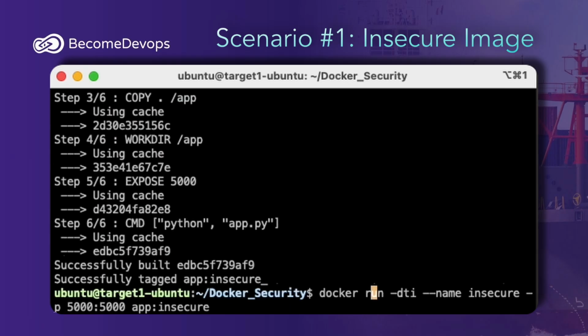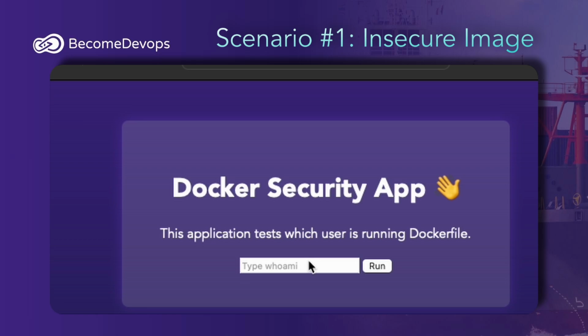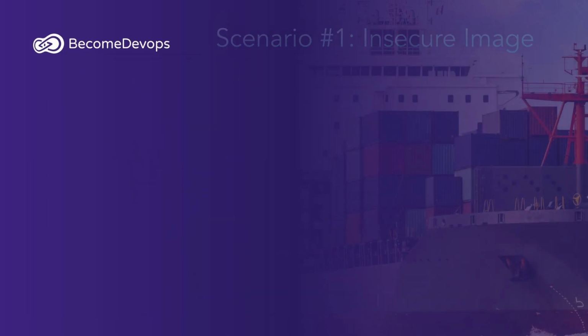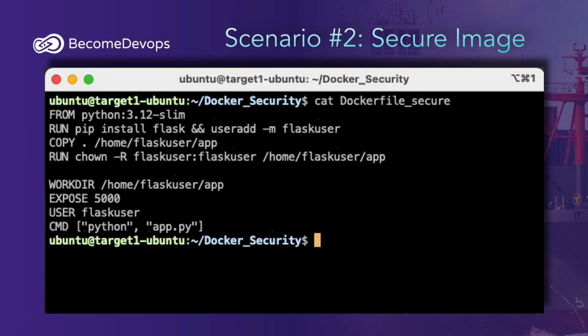Once Docker has built the application, after I run the container from it, we can go to the application, type whoami, and we can see that the application is running as root. It's the same result if we, for example, decide to run the container with the docker exec command. We can see that the user running the container is root. Let's now consider the second scenario, the Docker secure image. As you can see, it's pretty much the same Dockerfile from the previous example, but we have some special commands that we also want to include.